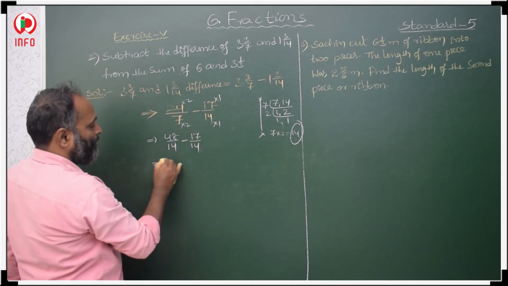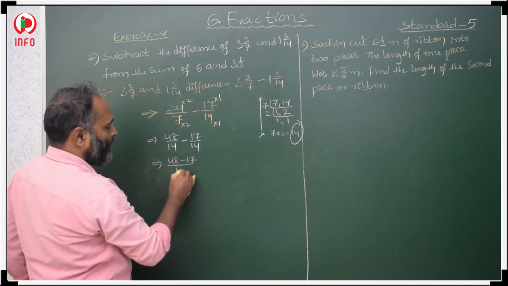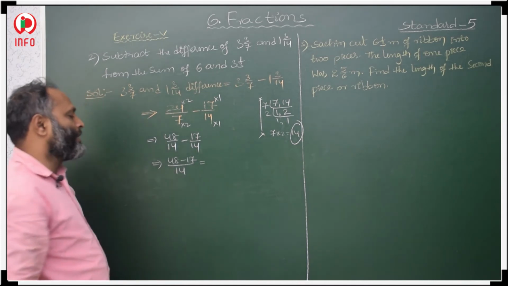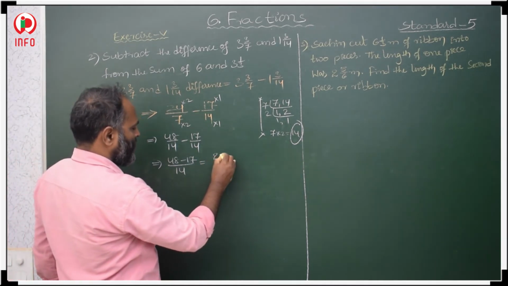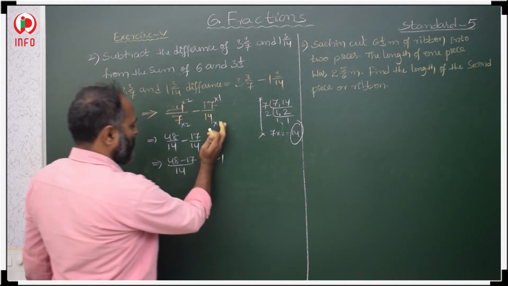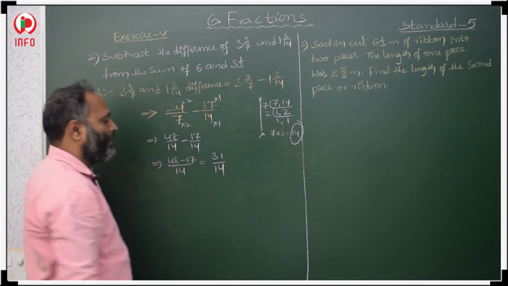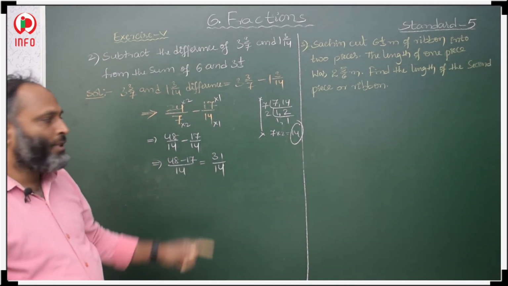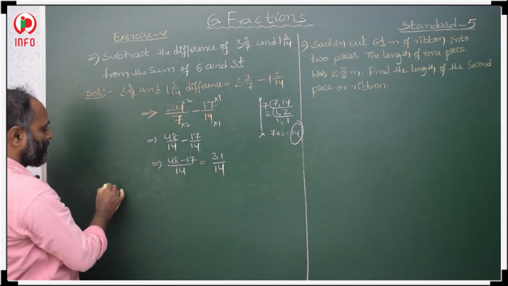Now, 48 minus 17 by 14. 48 minus 17 is 31, so 31 by 14. So this is the difference. Now, the sum.